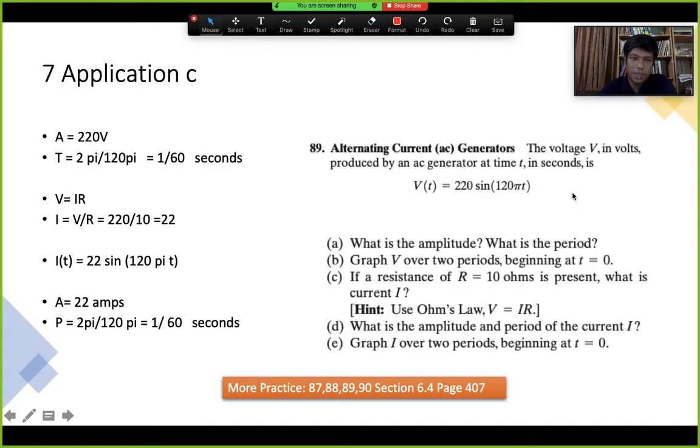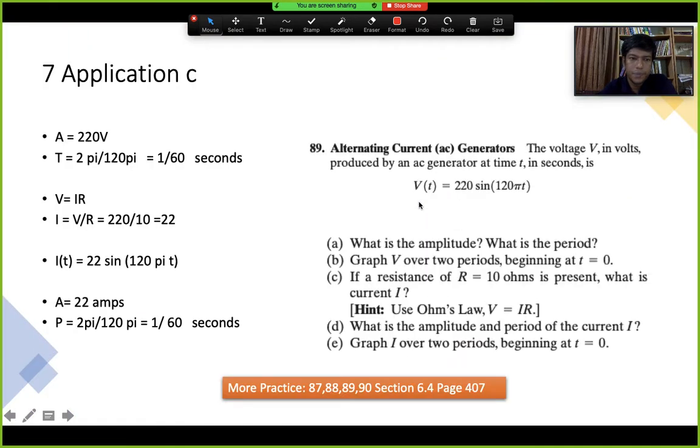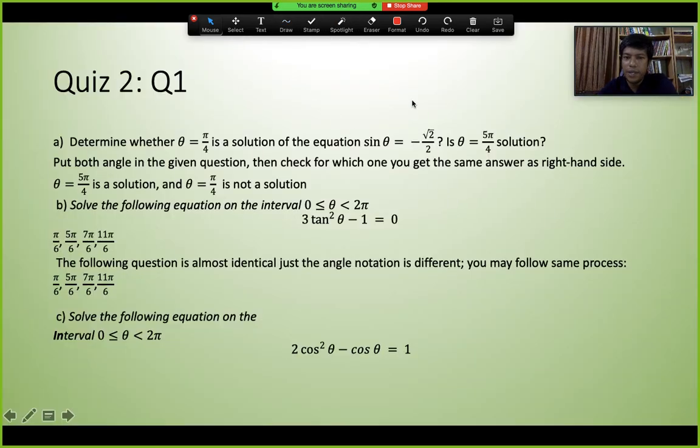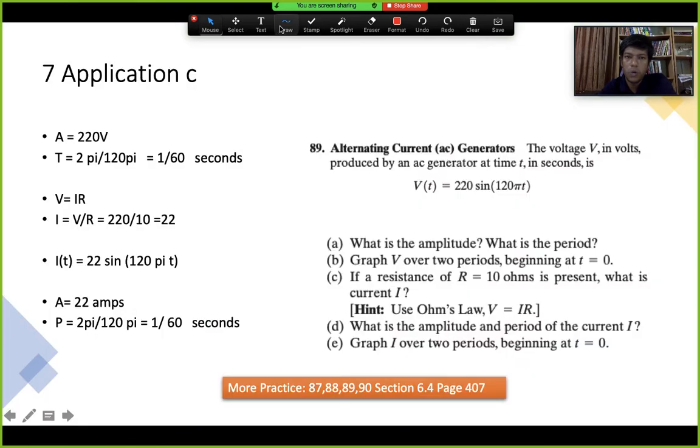This is application C from our quiz 1. Quiz 2. No, that's quiz 1, application C. So we will have to find out the period, and let's go back. We will have to find out the period.